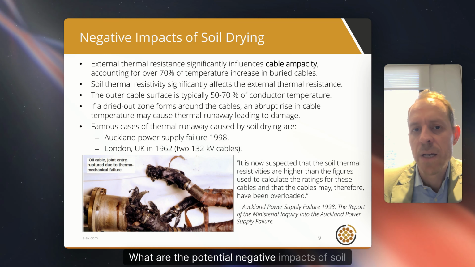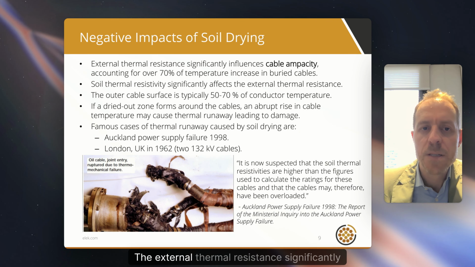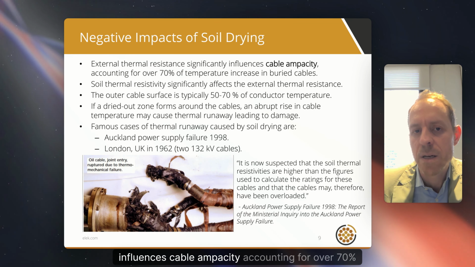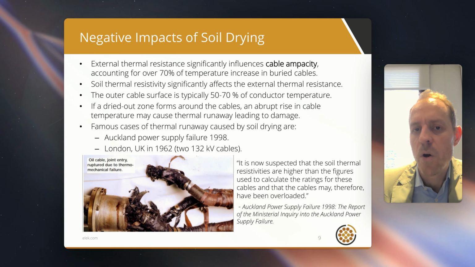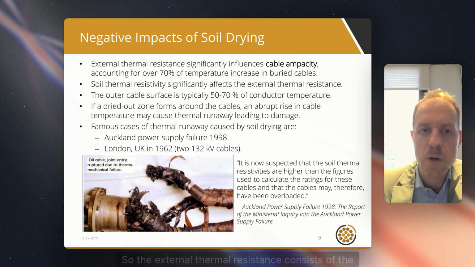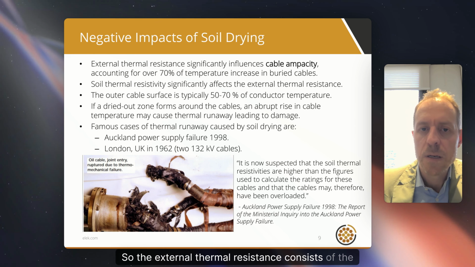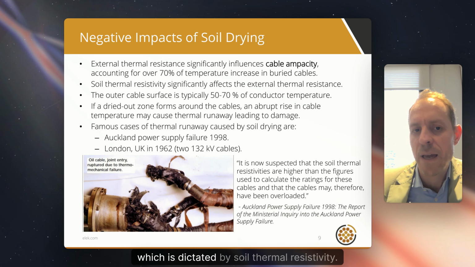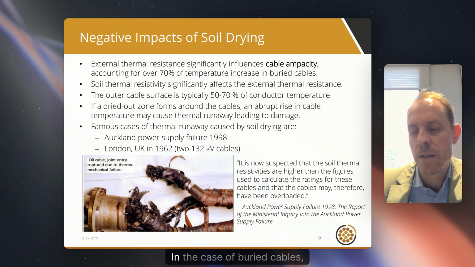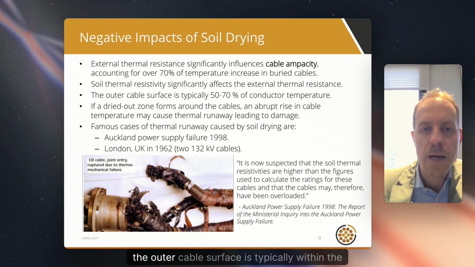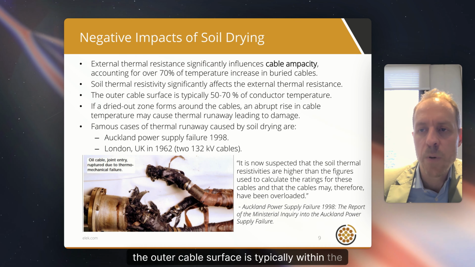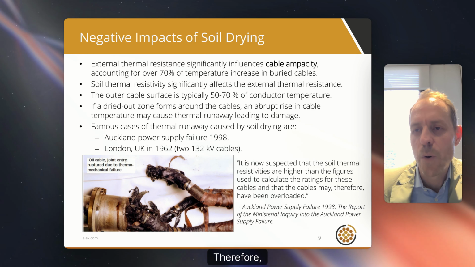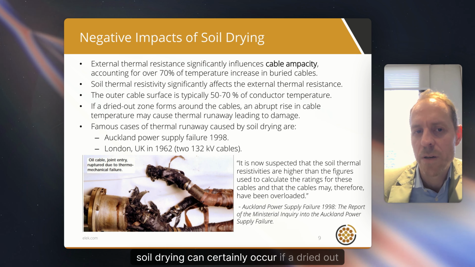What are the potential negative impacts of soil drying? The external thermal resistance significantly influences cable ampacity, accounting for over 70% of the temperature increase in buried cables. The external thermal resistance consists of the external thermal environment, which is dictated by soil thermal resistivity in the case of buried cables. The outer cable surface is typically within the range of 50 to 70% of conductor temperature. Therefore, drying can certainly occur.